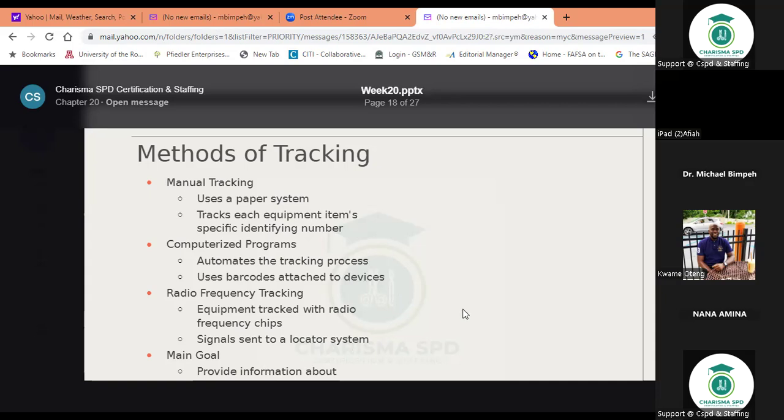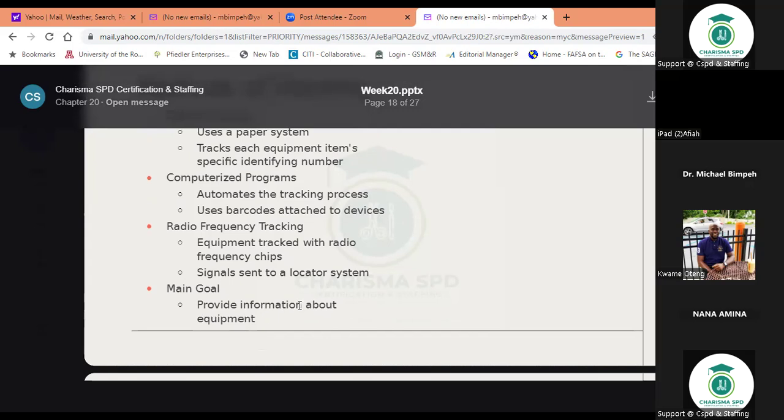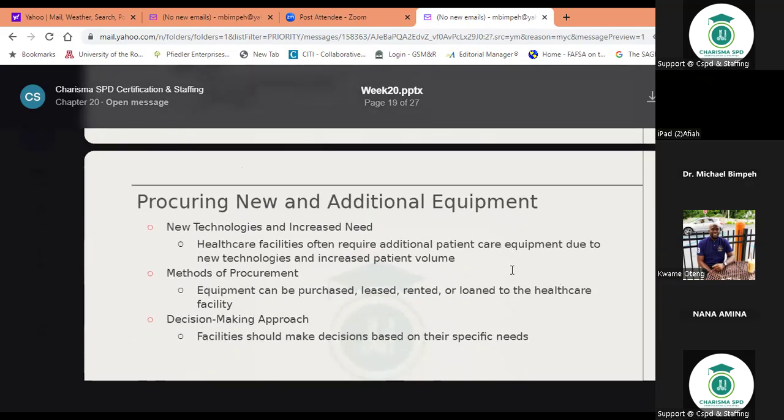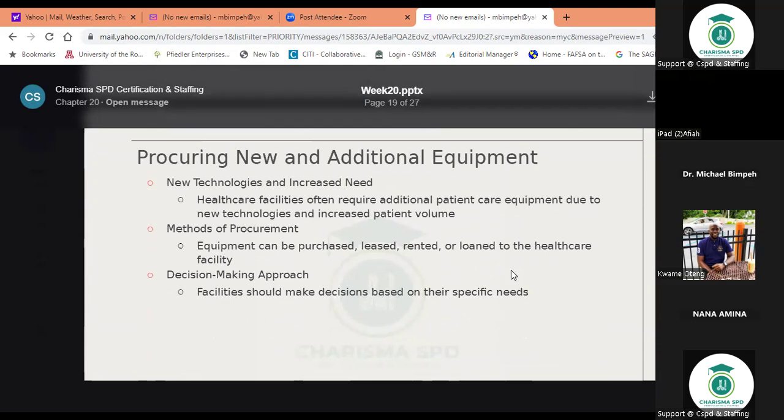The main goal is to provide information about where the equipment is. That is the goal. Now, procuring new and additional equipment. Yes, new equipment or additional. Normally, this is not for you as a technician. It is the leadership, central sterile leadership, or the user department. When it comes to patient care equipment, that decision is not even for central sterile. It is the user department.